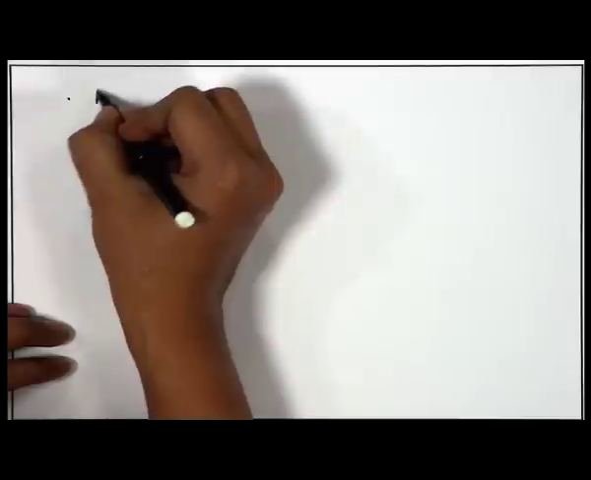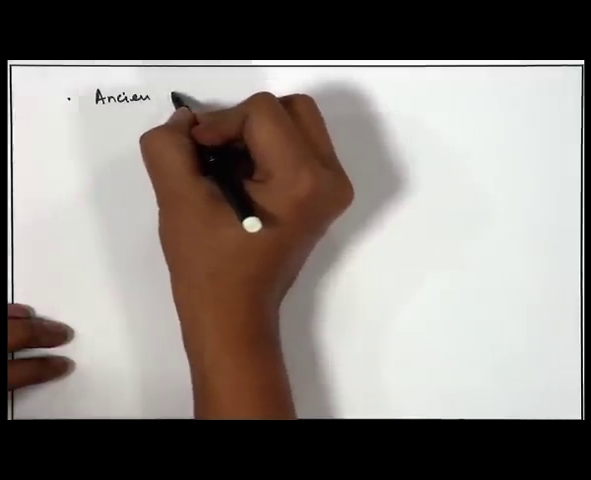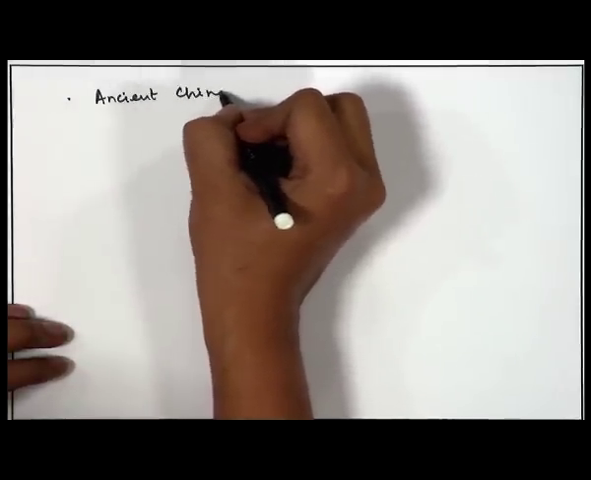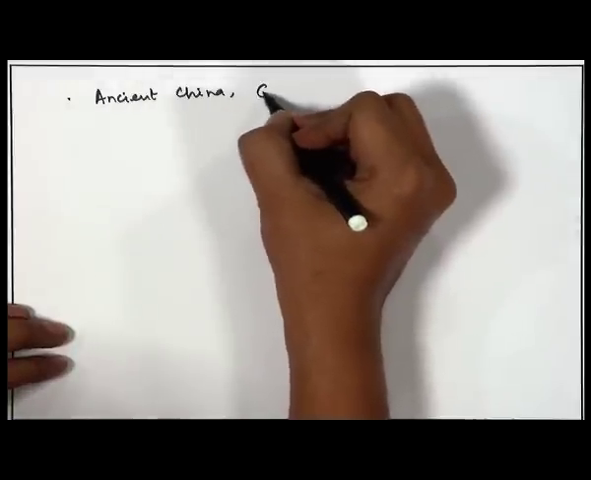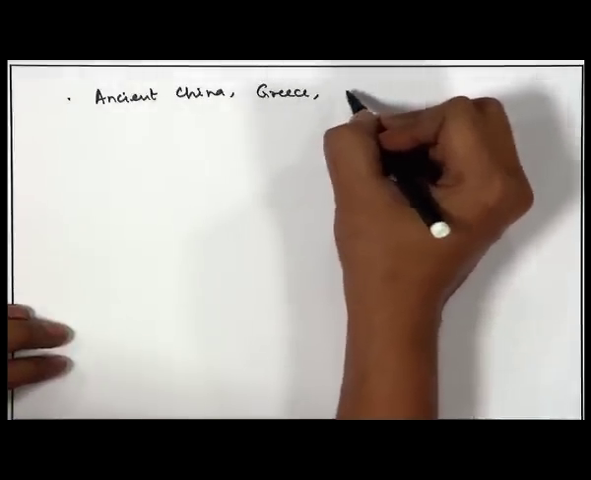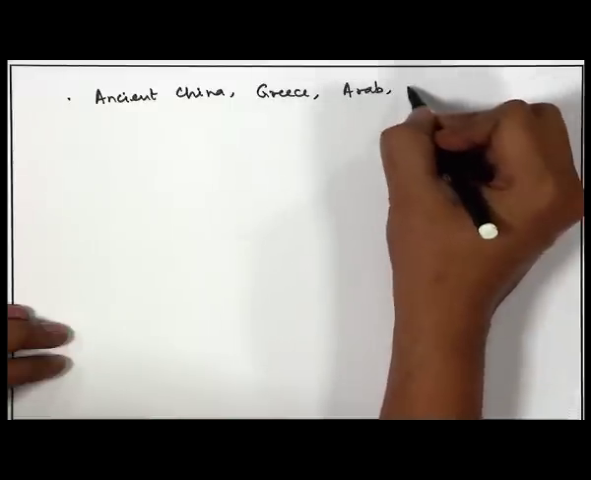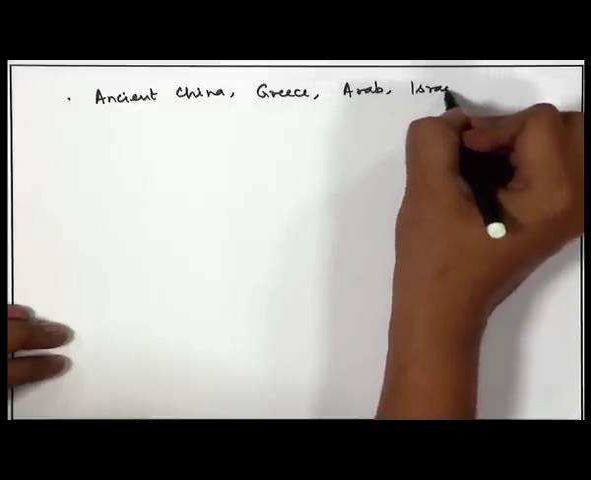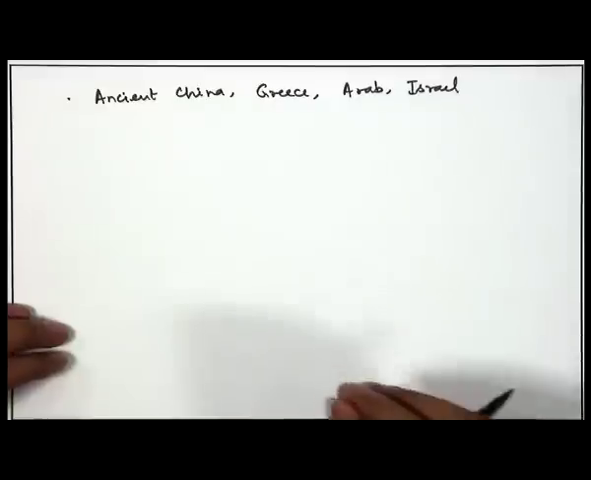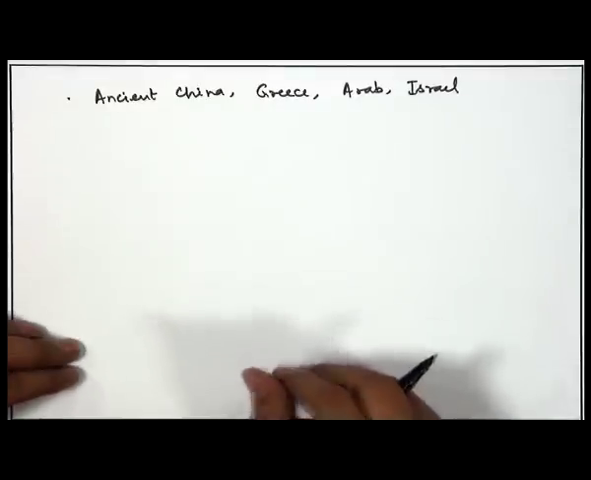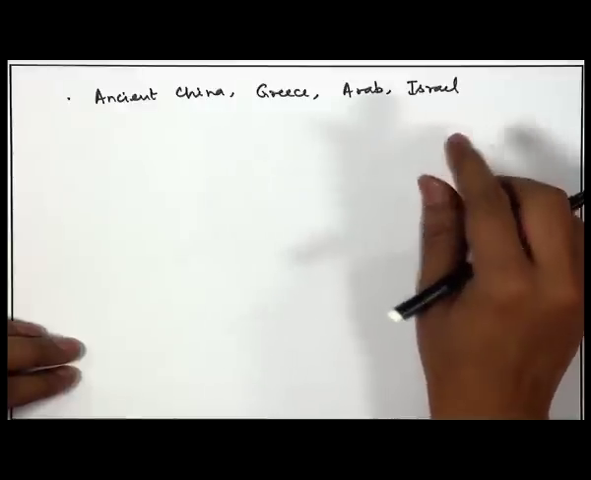There are other references in ancient China, then Greece, then there are works in ancient Arab and in Israel, which is modern Israel that time. So, you can say in Hebrew literature there is some reference to the counting techniques.